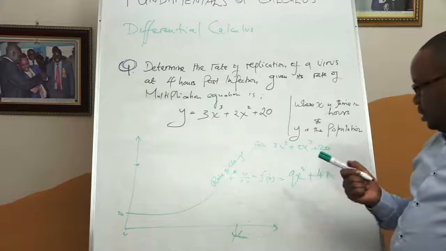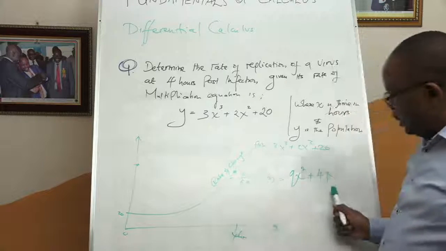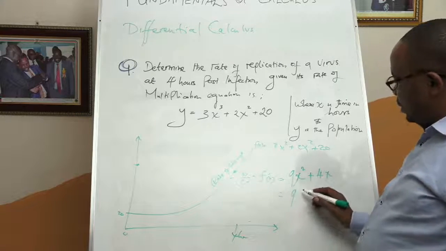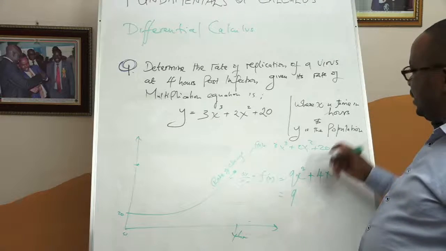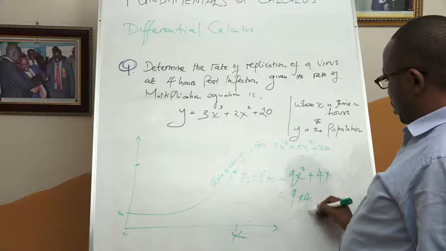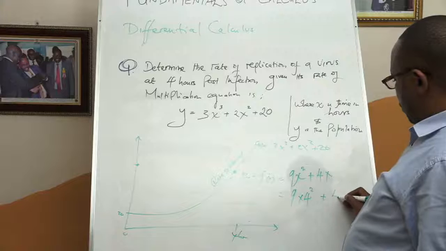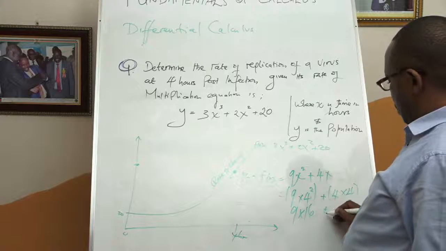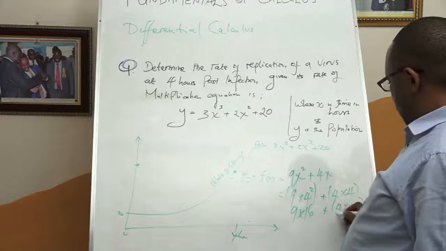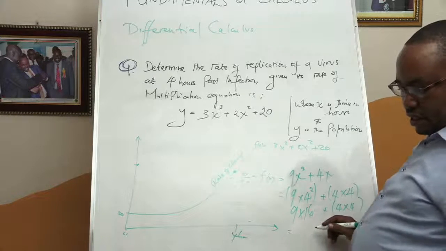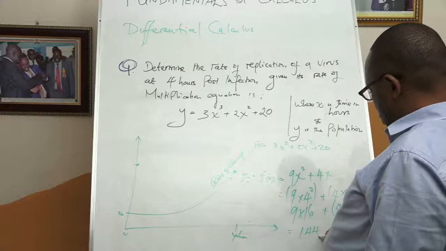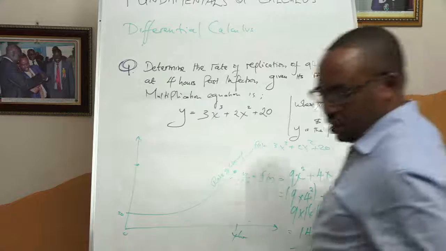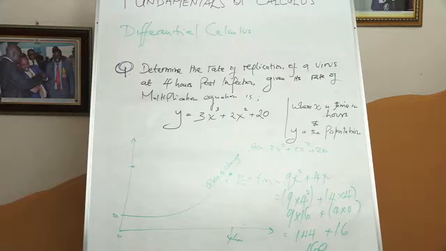Instantaneous, at that instant, any instant here, this will be the rate of change. We fix our t, and I said x is time, is our t, is 4 hours. 9 times 4 squared plus 4 times 4. 9 times 16 plus 4 times 4. This comes to 144 plus 16, and the answer is 160. That's the correct answer. What does it mean?